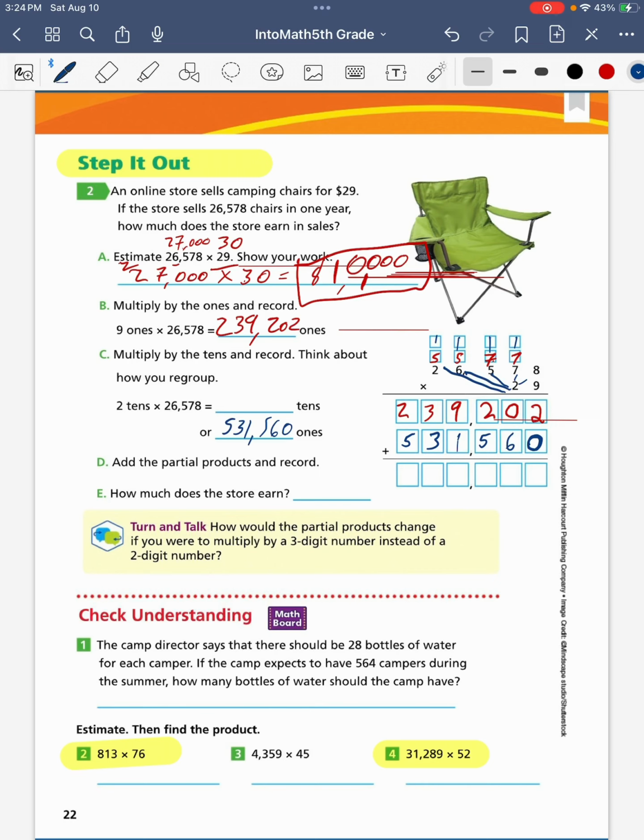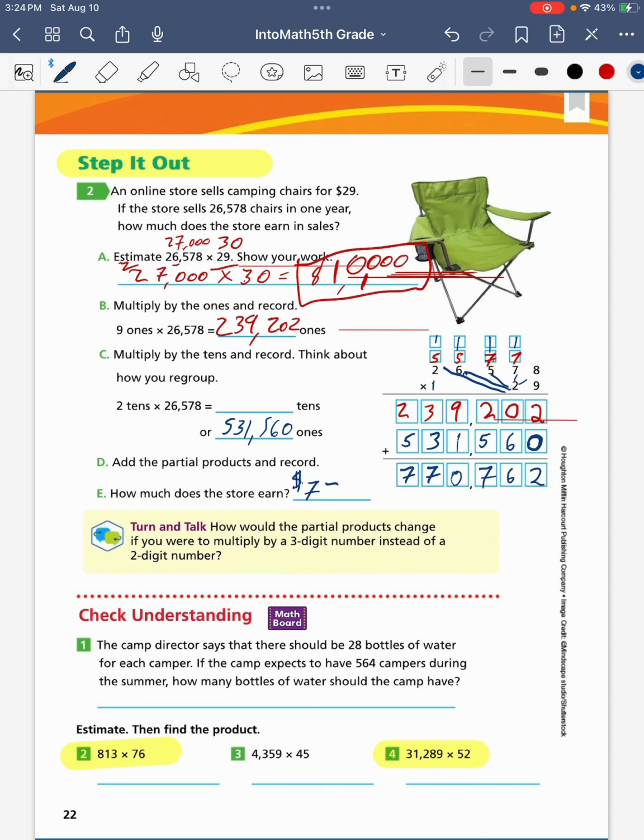Now I add up my partial products to find out what my total sum is. 2 plus 0 is 2. 0 plus 6, 6. 2 plus 5, 7. 9 plus 1 is 10. I place my 0 here and regroup to my 10,000s. 30,000 plus 30,000 is 60,000 plus an additional 10,000 for 70,000. And lastly, 200,000 plus 500,000 for 700,000.